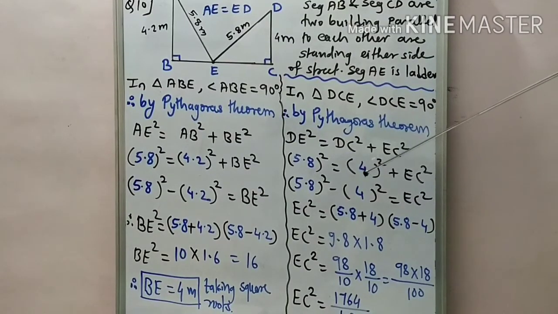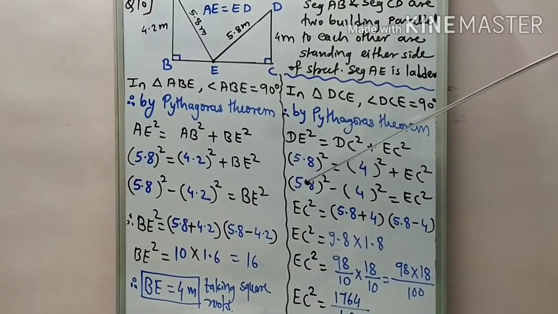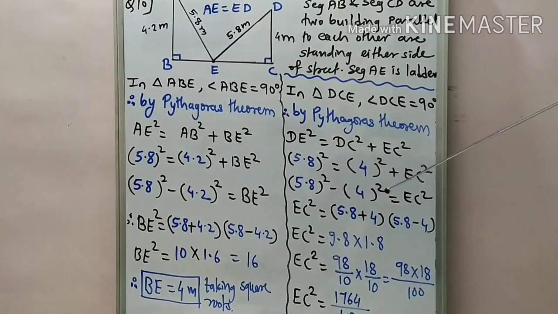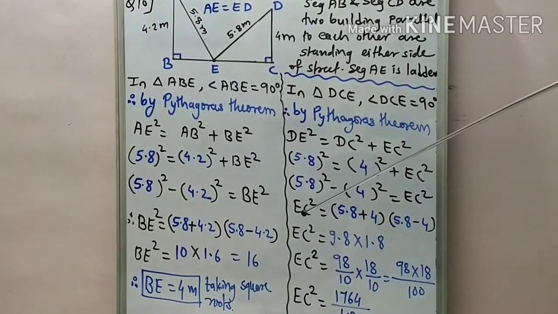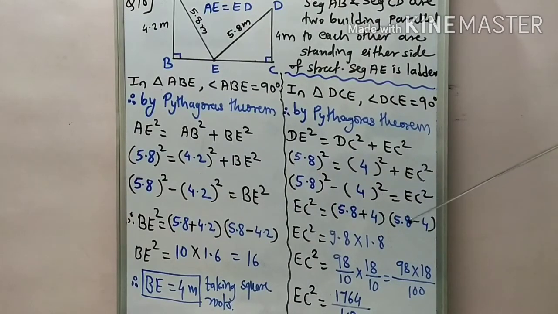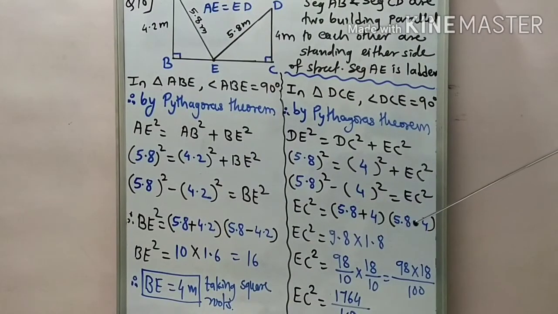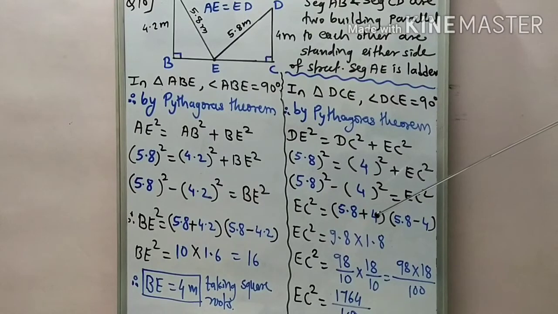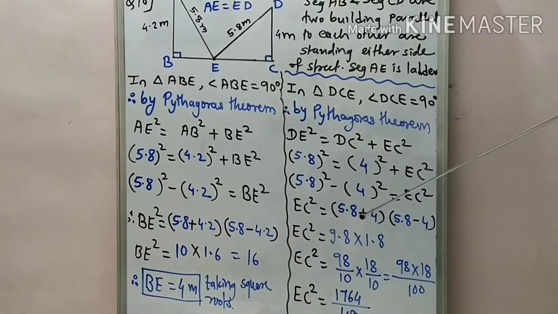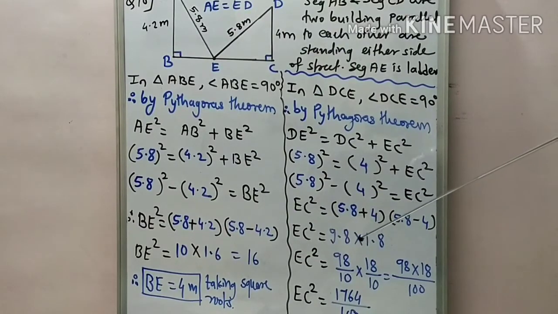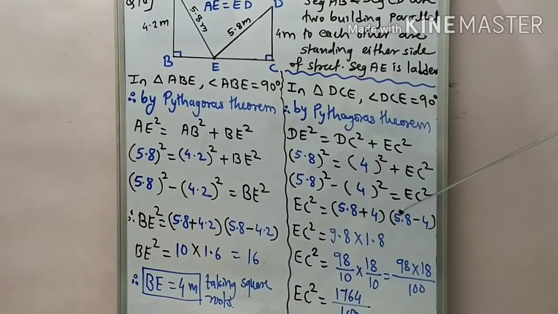We do the same: we take the square of 4 to the left side, so 5.8 bracket square minus 4 bracket square. We use the same identity, A square minus B square. Here also EC square equals A plus B into A minus B. So what is the addition now? 9.8. We have to add the 4 as an integer, so 5 plus 4 is 9, with the decimal as it is, 9.8, into the subtraction, same way, integer part 5 minus 4, 1.8.